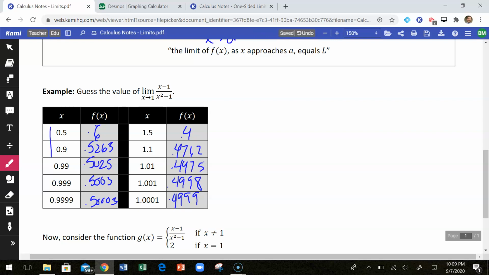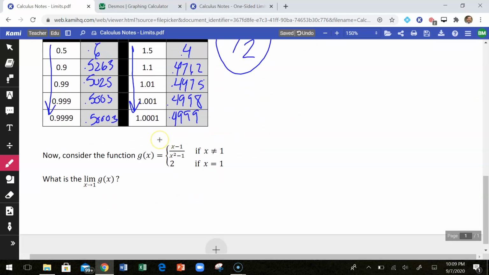Okay, so again, the question is, as my x's approach 1, we're looking at both of these. They're getting closer and closer to 1 as we go down in those tables. What are our y values doing? And I hope that you see that you are approaching 1/2 from both the left and the right, which means the answer to this limit, the limit as x approaches 1 of x minus 1 over x squared minus 1, is equal to 1/2.